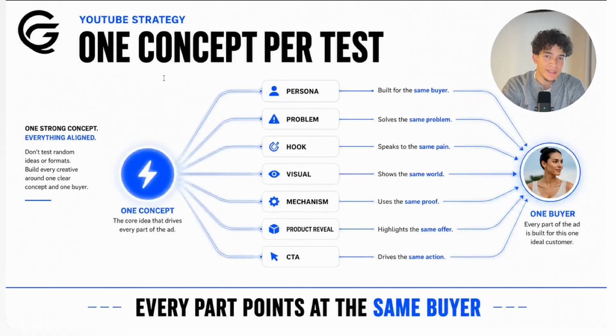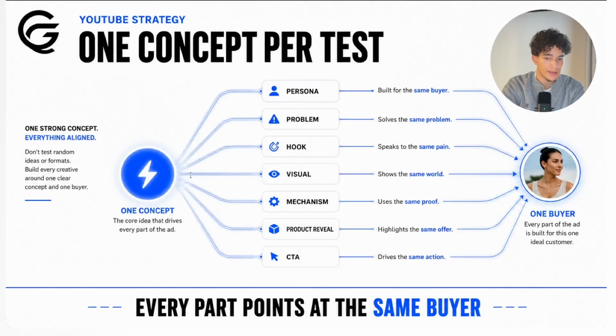And that is exactly where one concept per test becomes important. And so post-Andromeda testing needs clean concepts. Essentially, a concept is the strategic signal of an ad. So what you figured out beforehand, what you really want to target. The core idea that drives every part of the ad. Whether it is your persona, problem, hook, everything you want to test, you have to have one clear concept and one buyer you are targeting.